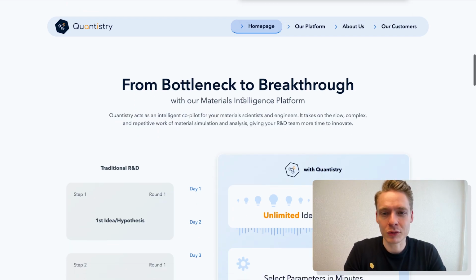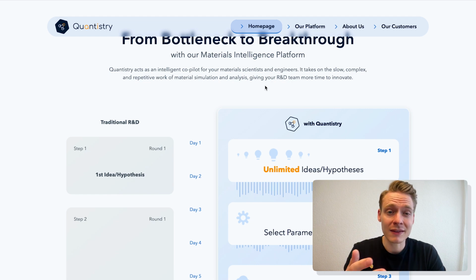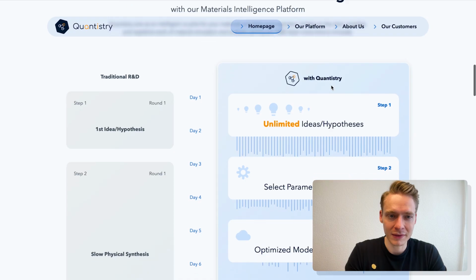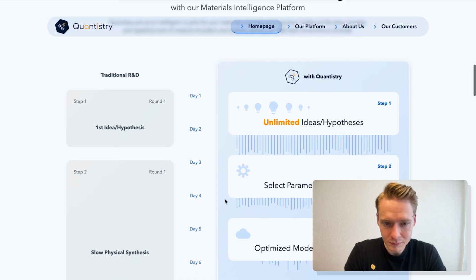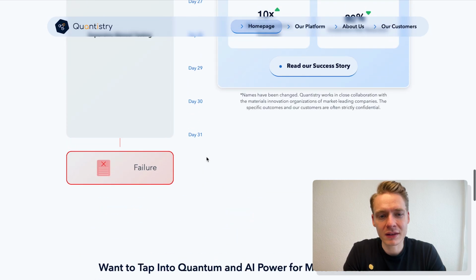So from bottleneck to breakthrough with our materials intelligence platform, Quantistry acts as an intelligent co-pilot for material science and engineers. It takes on the slow, complex and repetitive work of material simulation and analysis, giving your R&D team more time to innovate. And here's basically how it works. So you see a typical project which goes up to 30 days here.